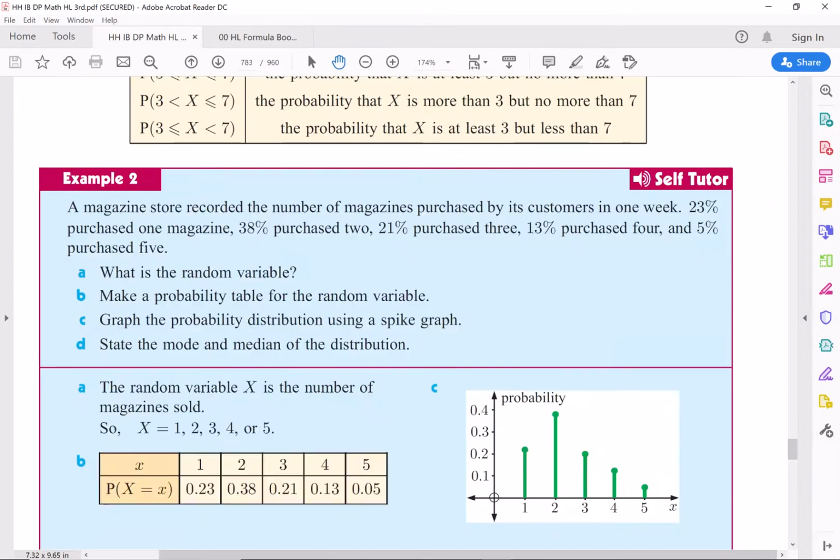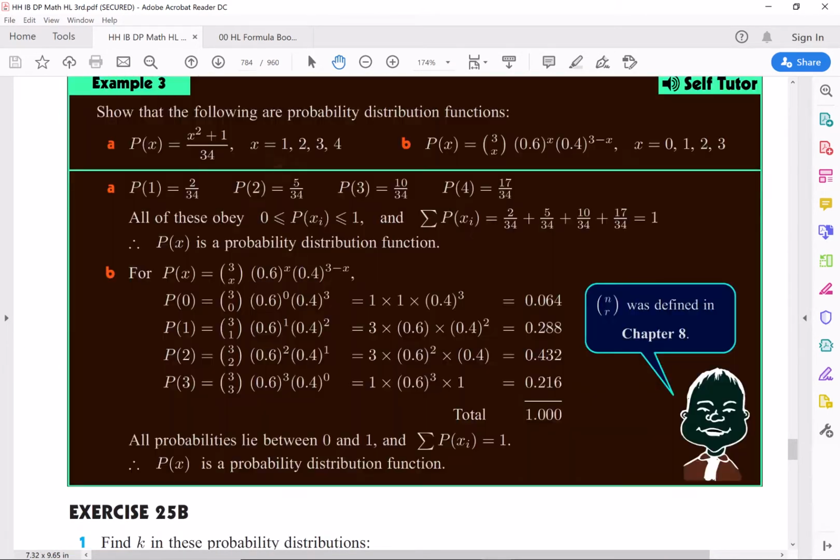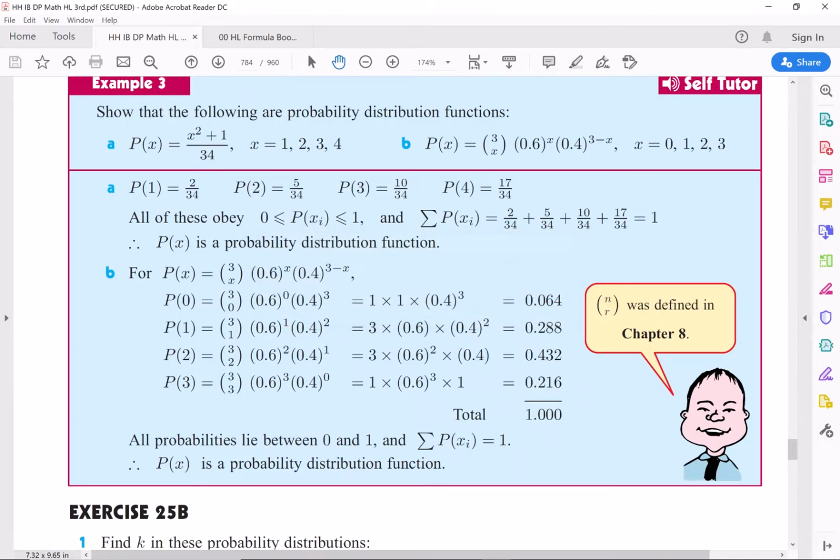But for the first one, you get probably like 2 over 34, 5 over 34, 10 over 34. Every single one, none of them is greater than 1 or less than 0. If you add them all up, you get exactly 1. And the next one, if you do this, you end up with probabilities of 0.064, 0.288, and so on, and this sum is 1, and so that is also a probability distribution. If you're confused about this notation, please go back to chapter 8, and it talks about what that means, right?